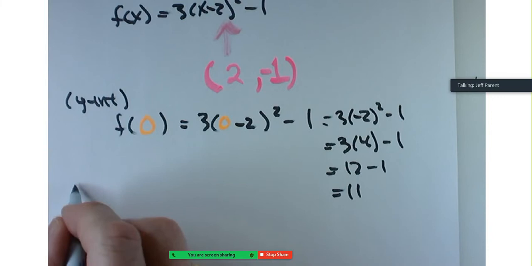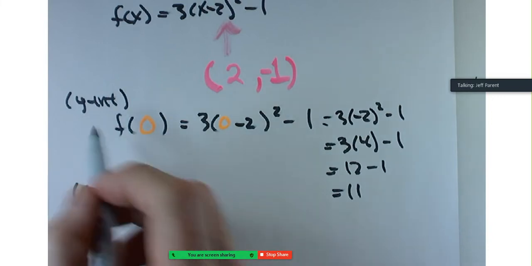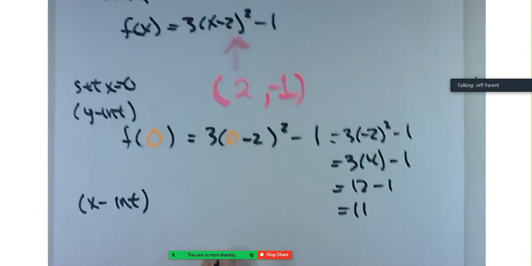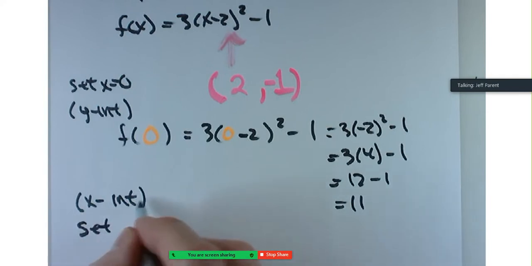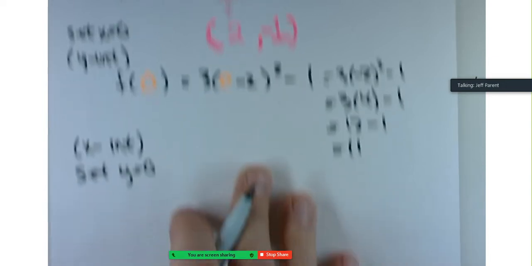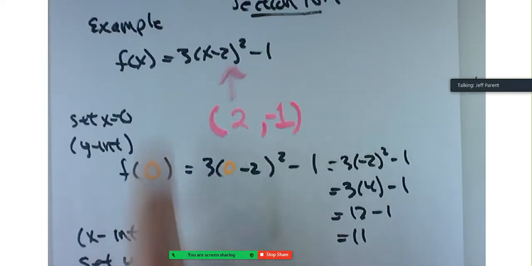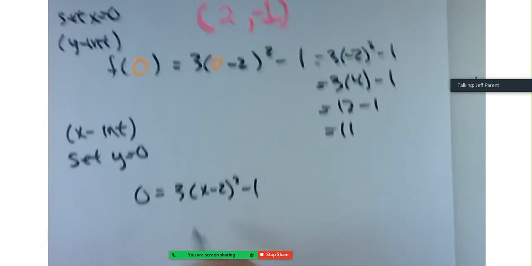What about the x-intercept? So for the y-intercept, I set x equal to 0. What do I do for the x-intercept to find that, or intercepts? Well, plug in a 0 for y. So that'd be a little bit of a mess. f of x is effectively my y. So it's going to be 0 equals 3 times x minus 2 squared minus 1.